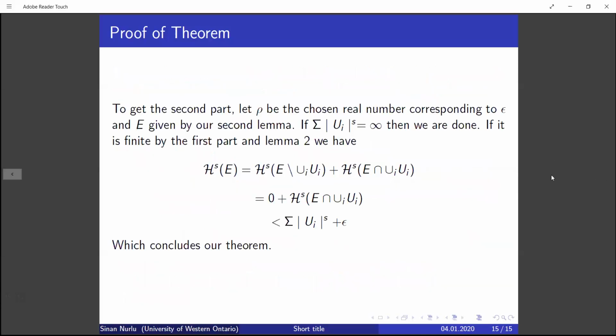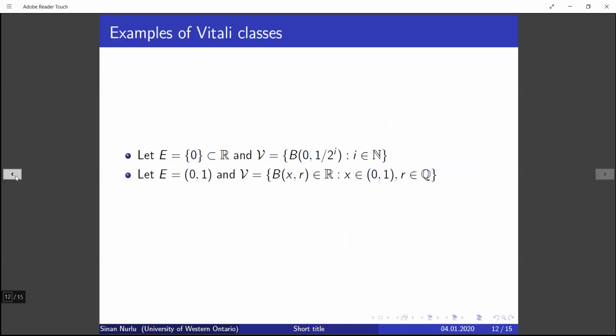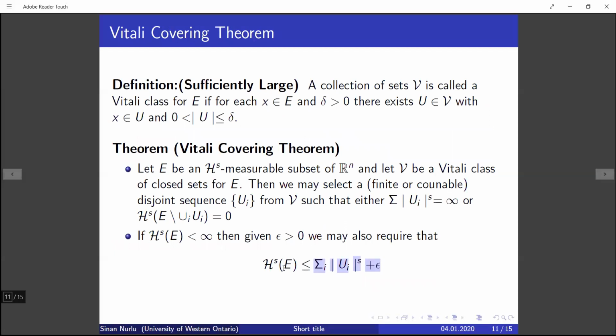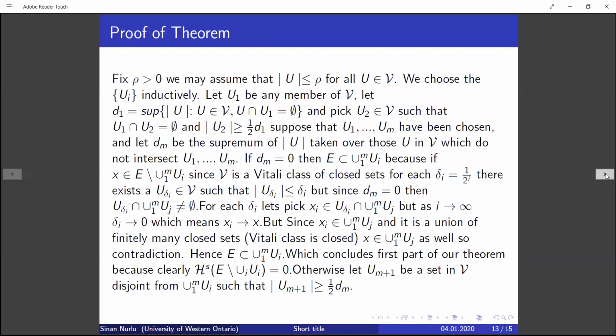For the second part, it's going to be a bit more direct because we're just going to use our lemma and our first part in A. If E has finite measure, then we can write E like this. So we subtract the union of U_i's, and then we just add the intersection of the union of U_i's with E. So this is just a property of the measure, and if E has finite measure, this happens. So here, in order to apply our lemma, let rho be the chosen real number corresponding to epsilon and E given by our second lemma. So if this holds, then we're automatically done, because then, if you recall our statement, the right side is infinite, so whatever the left side is, which is finite, is immediately true.